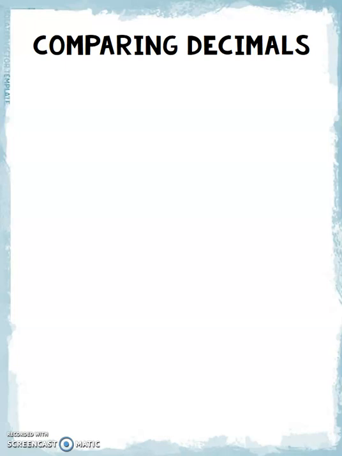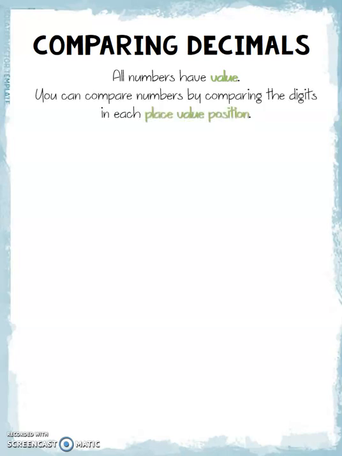Hi, fifth graders. Today we're going to talk about how to compare decimal numbers. And comparing decimal numbers, believe it or not, is almost exactly like comparing whole numbers. So first, it's important to remember that all numbers have value. And in order to compare different numbers, we can do that by comparing the digits in each place value position.